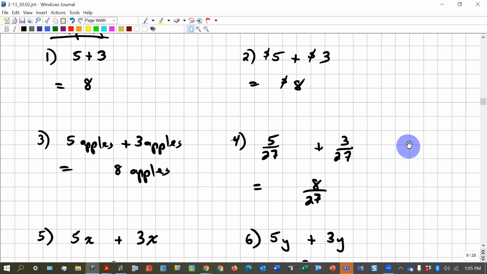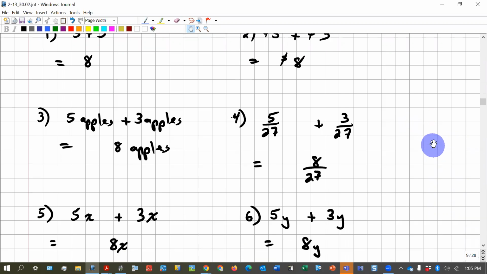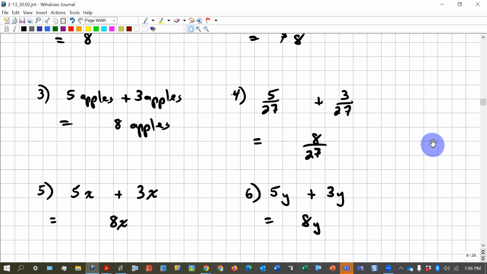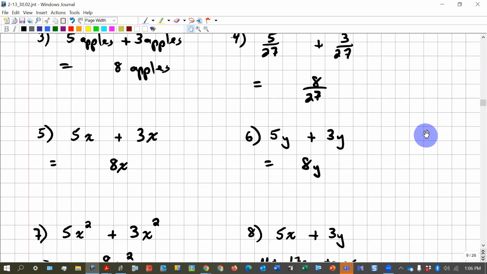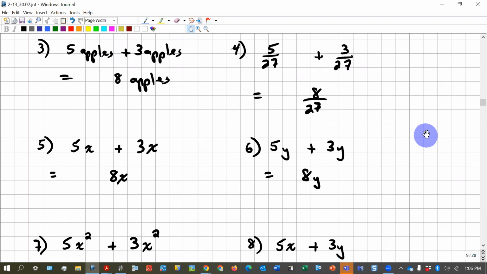When you have a variable, like terms have to have exactly the same variable part. It has to be the same letters with the same exponents. So we can add 5 X's and 3 X's together. Then we'd have 8 X's. Or we could add 5 Y's and 3 more Y's, then we would have 8 Y's. Or if we had 5x squareds and somebody gave us 3 more x squareds, we would have 8 of them, 8x squareds.